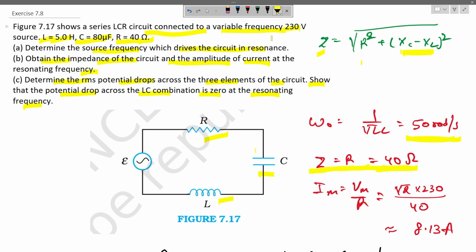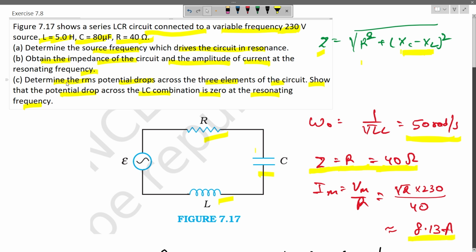Now unless specified, the given potential difference is always the RMS. So for calculating the peak voltage, we multiply it by root 2. So root 2 multiplied by 230 is Vm, the peak voltage, divided by resistance, that is 40, which gives us 8.13 ampere. That is Im, the peak current, 8.13 ampere. So we have solved questions A and B.